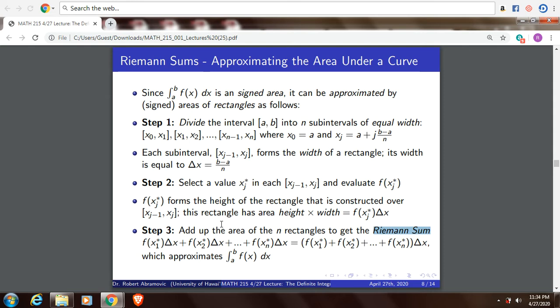f(x1*) times delta x plus f(x2*) times delta x plus f(xn*) times delta x. Factor out delta x from each term, we get f(x1*) all the way through f(xn*) times delta x. This approximates, notice this is an approximation, the definite integral.